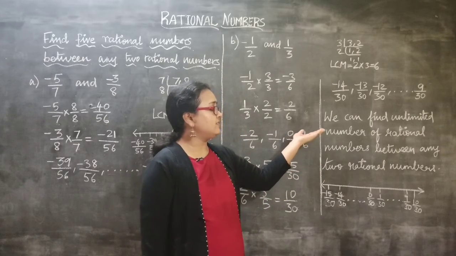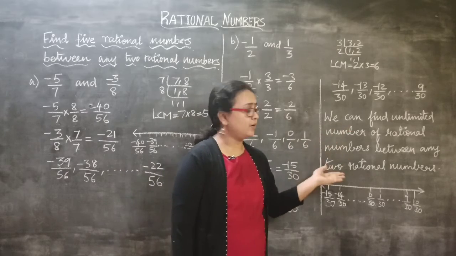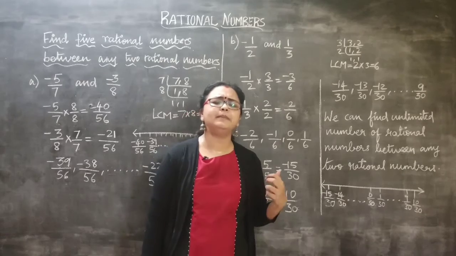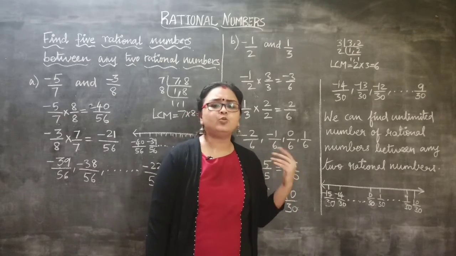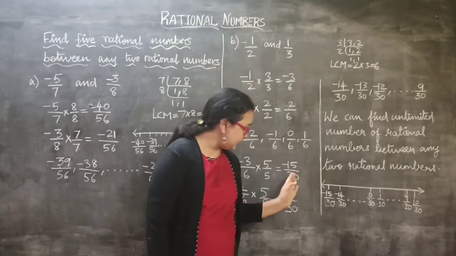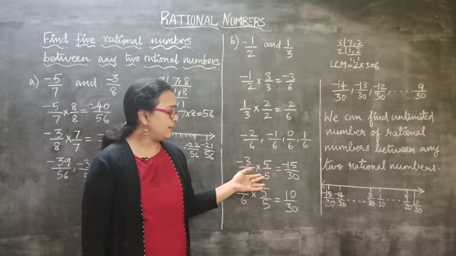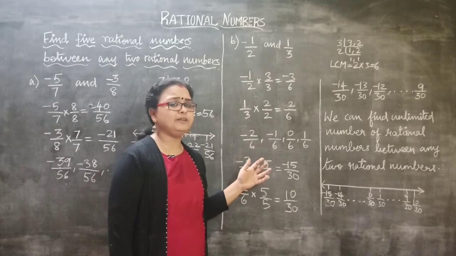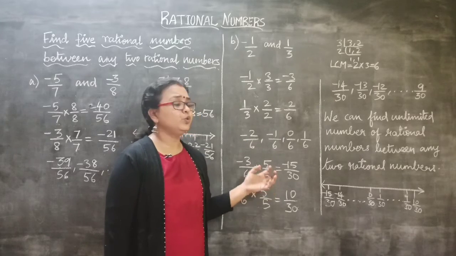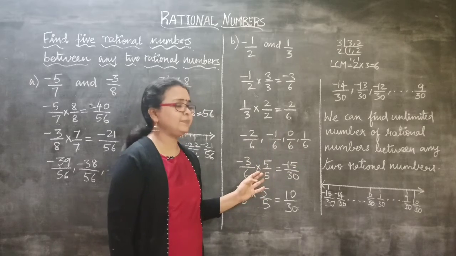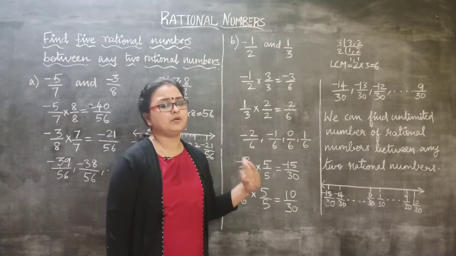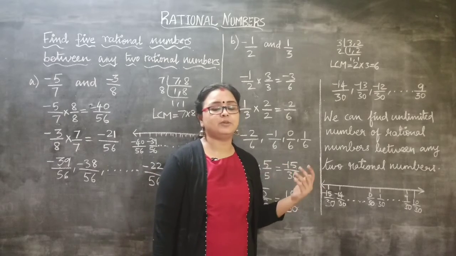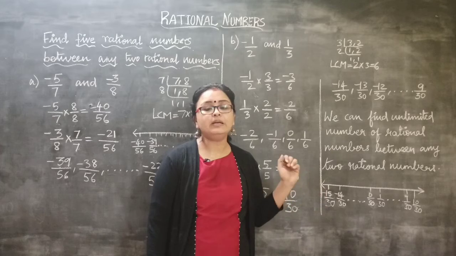So already we have discussed that we can find unlimited rational numbers between any two rational numbers, right? So when I told you here, whichever number you are multiplying, you will get more answers. For example, if you multiply with a big number, you will get more rational numbers. If you multiply with a small number, you will get fewer rational numbers. So that is how we are saying that we can find many, unlimited rational numbers between any two rational numbers.